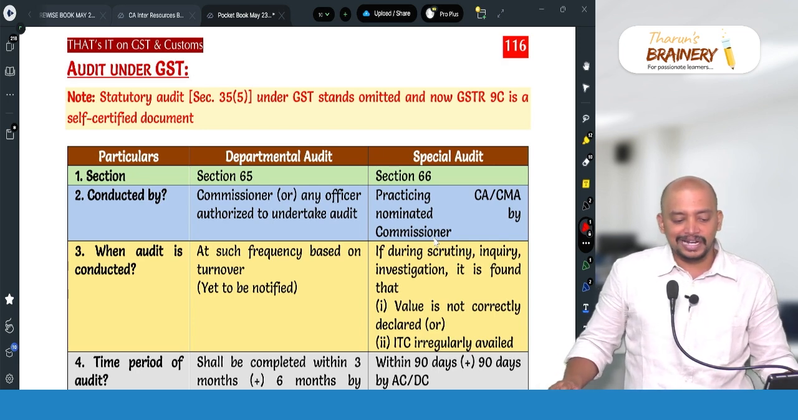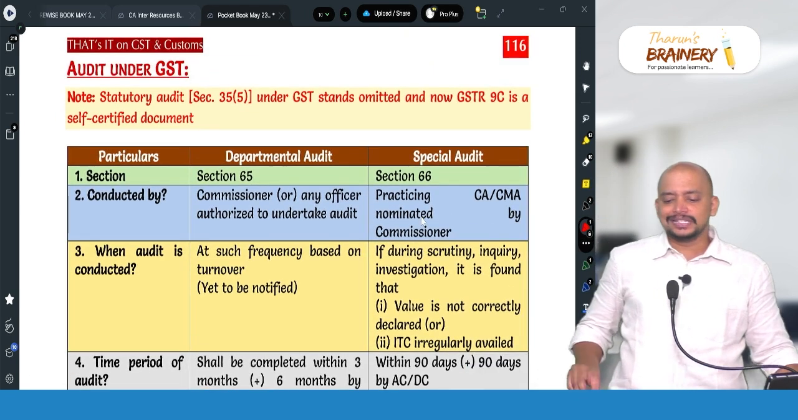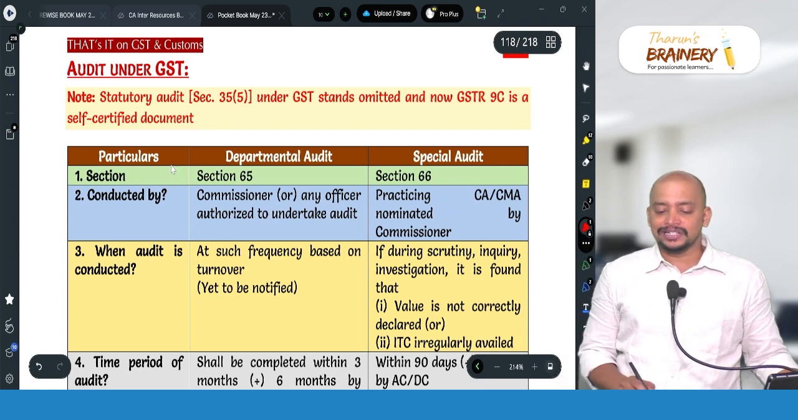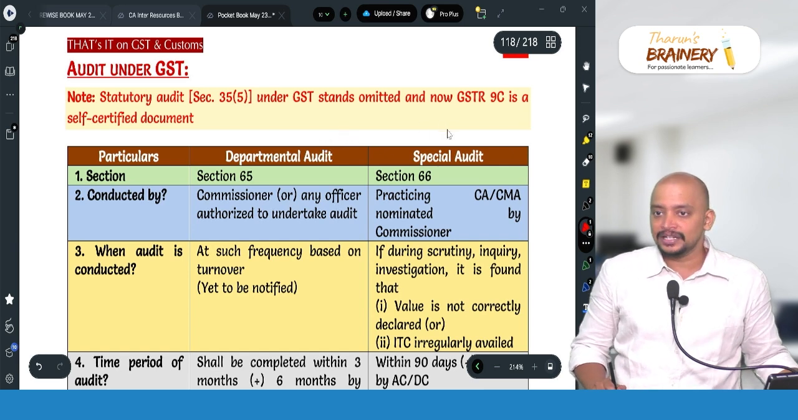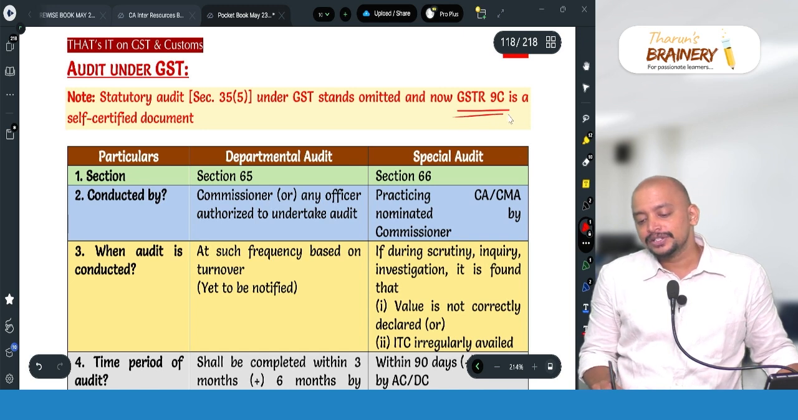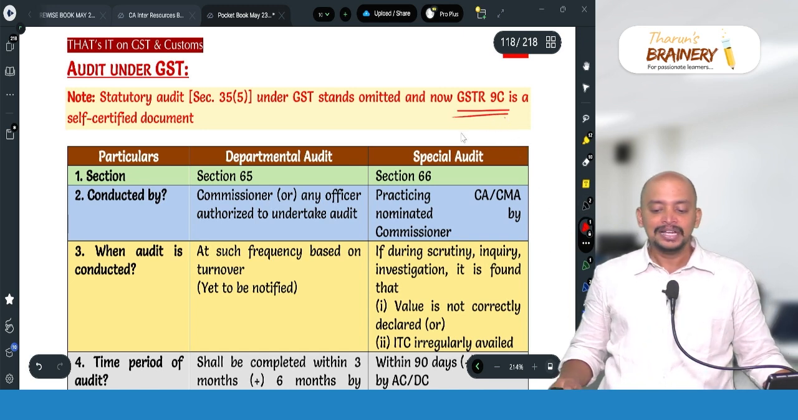Then audit under GST. So this is sections 65 and 66. We don't have statutory audit under GST. So statutory audit under GST stands omitted. Therefore GSTR 9C is now not an audit report. GSTR 9C is a self-certified reconciliation statement.